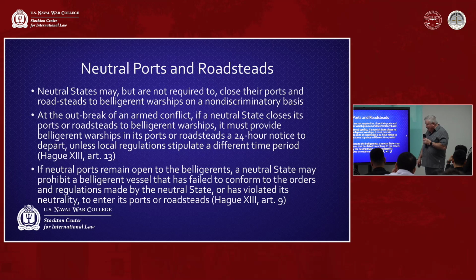Again, the neutral states can close their ports if they so desire. They're not required to. But if they do close them, they have to close them on a non-discriminatory basis to all of the belligerents. If they decide to close their ports at the beginning of hostilities, then they have to provide notice to any belligerent warship that might be in port and give them 24 hours to depart the port. And likewise, if neutral ports remain open to the belligerents, the neutral state can prohibit belligerent vessels that have failed to comply with orders and regulations made by the neutral from using its ports in the future.